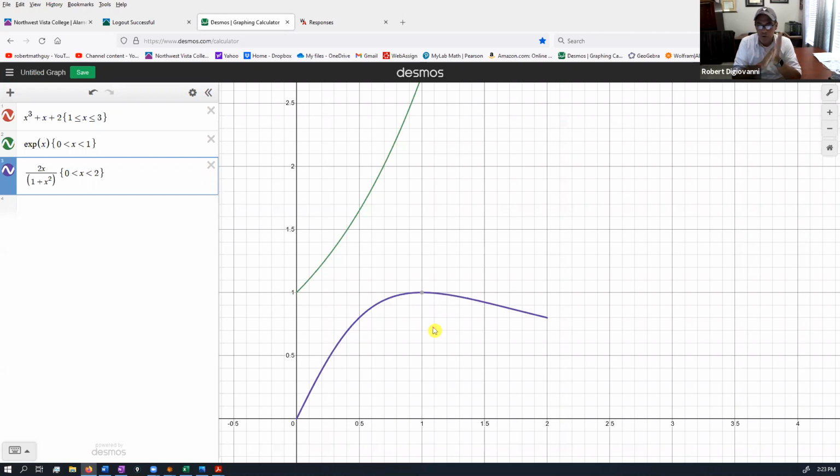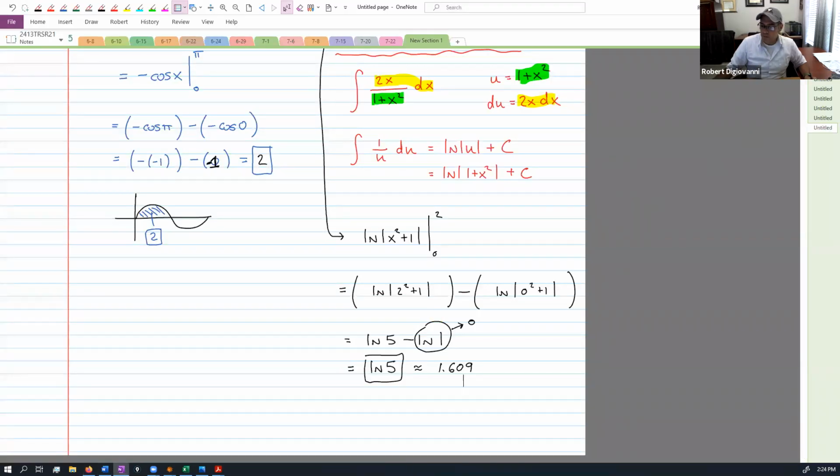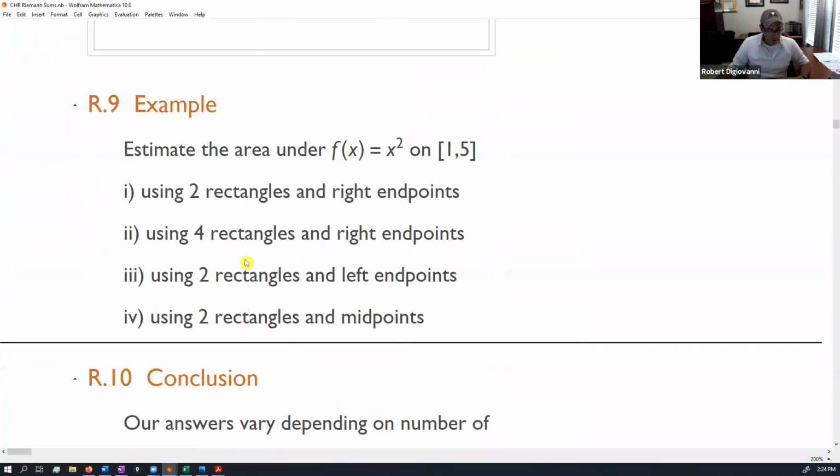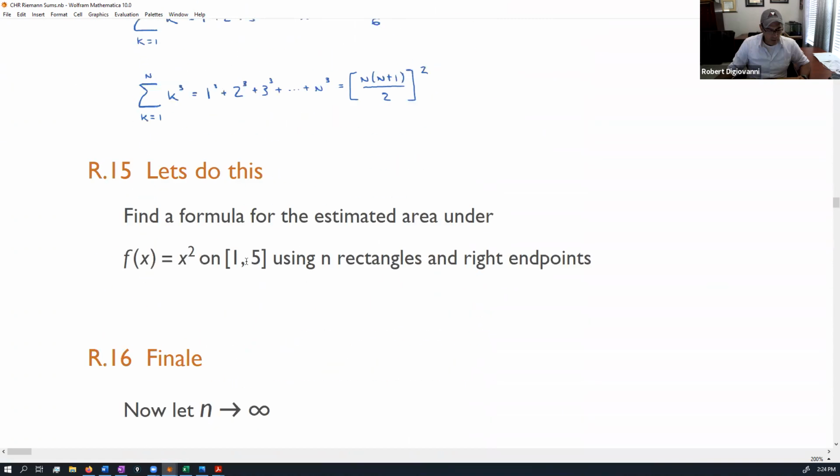Okay, I have one more for you to do. This is kind of a challenge problem. Hold on, let me see. No, okay, we can't do that one yet. We are going to have to wait. All right, so Riemann sums, and so on.